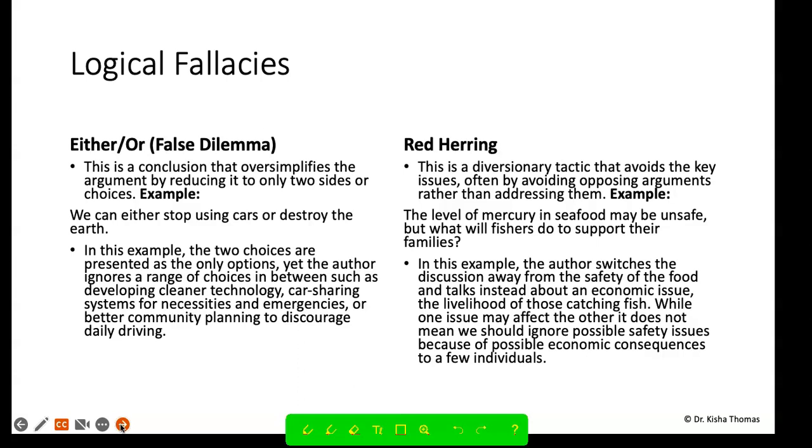Red herring. This is a diversionary tactic that avoids the key issues, often by avoiding opposing arguments rather than addressing them. Example: the level of mercury in seafood may be unsafe, but what will fishers do to support their families? In this example, the author switches the discussion away from the safety of the foods and talks instead about an economic issue, the livelihood of those catching the fish. While one issue may affect the other, it does not mean we should ignore possible safety issues because of possible economic consequences to a few individuals.